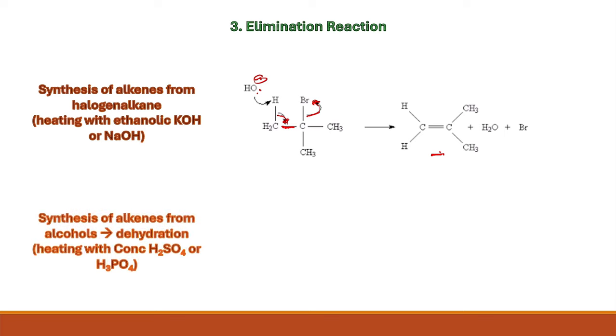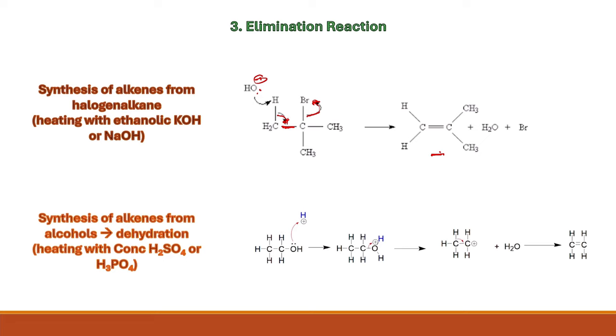If you want to make the alkene from the alcohol, the mechanism is going to be different. It's called dehydration, and the reaction conditions are different because you are heating with concentrated sulfuric acid or phosphoric acid. The acid here is going to work as a catalyst. So the first step is not going to have a base which removes the hydrogen, but rather it's going to be the alcohol acting as a nucleophile, and it's going to attack the proton, which acts as a catalyst in this part.